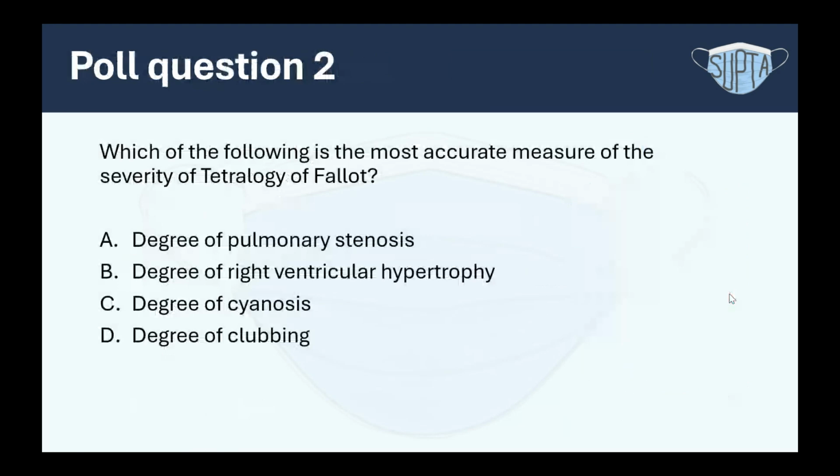All right, I've been told to pause here again and do another poll for all of you. The question for you is, what is the most accurate measure of the severity of tetralogy of Fallot? Connor, if you could release the second poll for me, please. So you're going to have four options here. A, degree of pulmonary stenosis. B, degree of right ventricular hypertrophy. C, degree of cyanosis. And D, degree of clubbing.